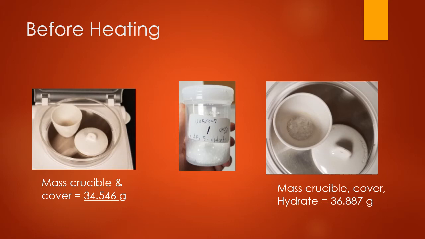Next we'll take our unknown, look at those pretty white crystals, and we will add, according to the lab manual, 2 to 3 grams of the hydrate sample. Once we add it, we of course need to mass the crucible, cover, and hydrate. This 36.887 grams is all 3 of those together. So you would put that under trial 1.